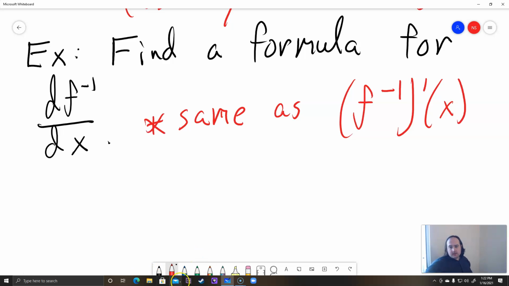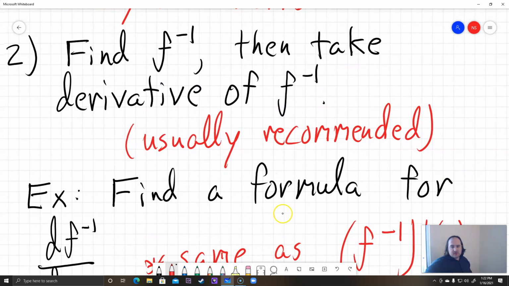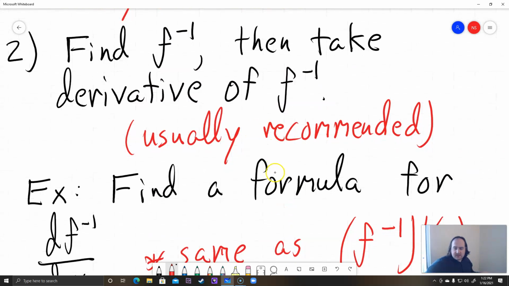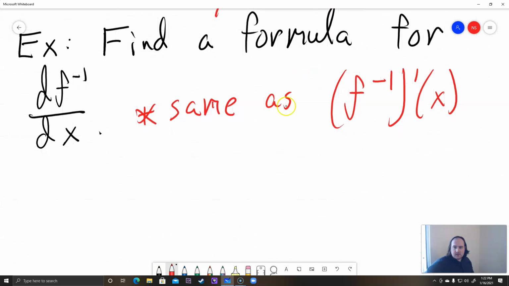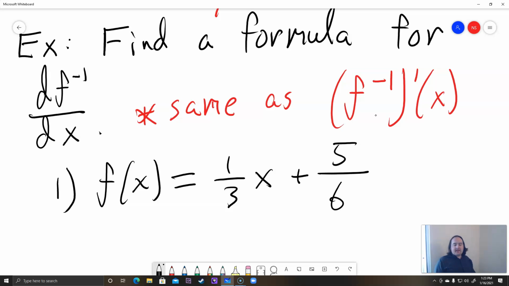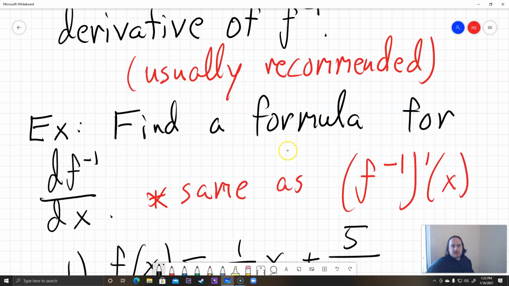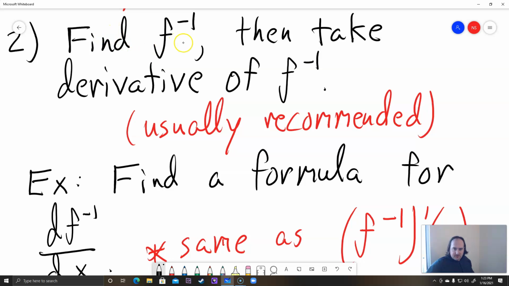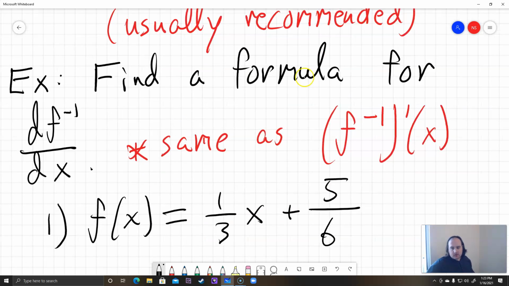So we're going to be using method 2 because, once again, it's usually recommended because it's a lot less steps, a lot easier, a lot faster in most cases. So that's what we're going to be doing. Okay, so for problem number 1, our function f of x is going to be 1/3 x plus 5 over 6. Okay, so using method 2, like I said, first you find f inverse, then you take the derivative of f inverse, and that's the whole problem.